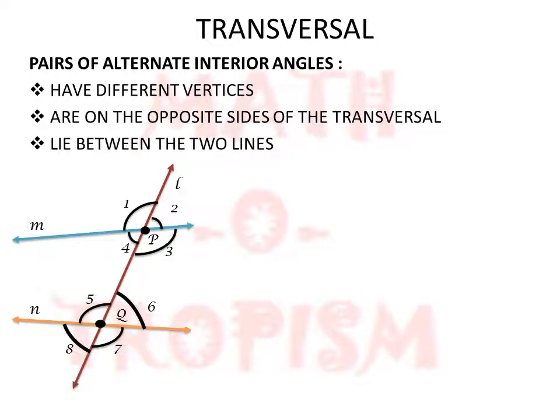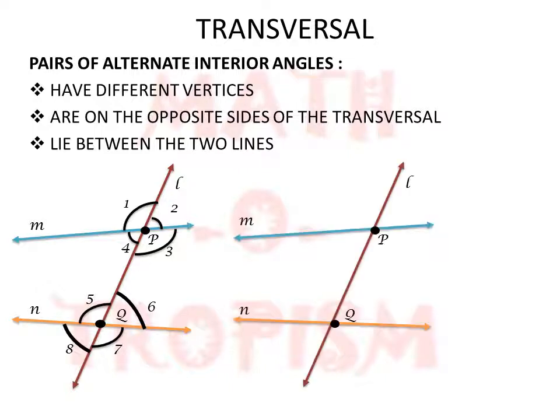Since the name itself is telling alternate interior angles, as we already saw, interior angles means the angles which are in between both the lines. So when we are taking the lines, we have to now see angles which are below the line M and above the line N in the interior region. So we will start with angle 4, which was below the line M and on the left side of the transversal.